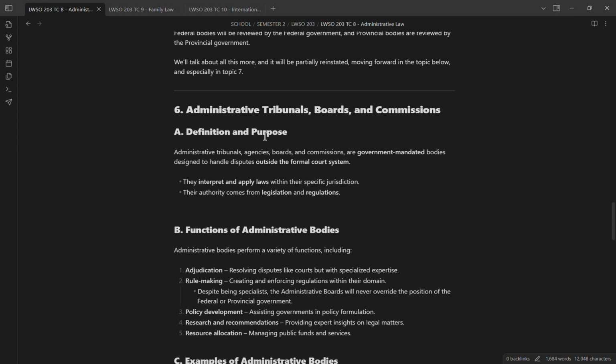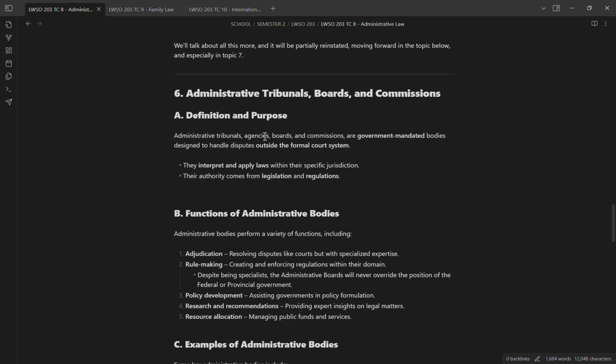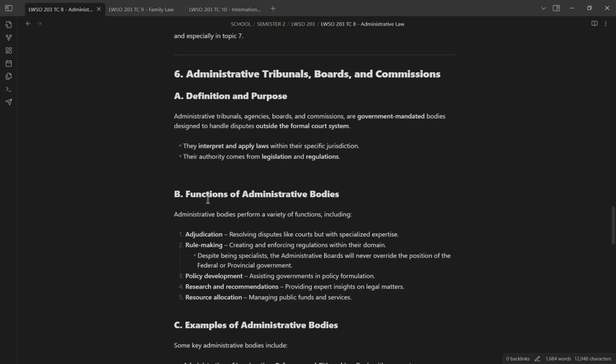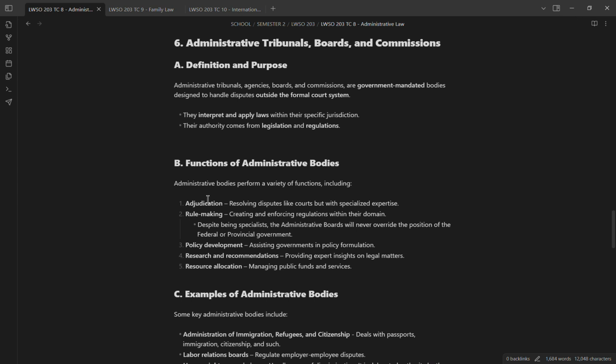Let's talk about administrative tribunals, boards, and commissions. These are government mandated bodies designed to handle disputes outside of the formal court system. They interpret and apply laws within their specific jurisdiction, as administrative boards do, and their authority comes from legislation and regulation. What are the functions of administrative bodies? These tribunals, boards, and commissions are all administrative bodies.